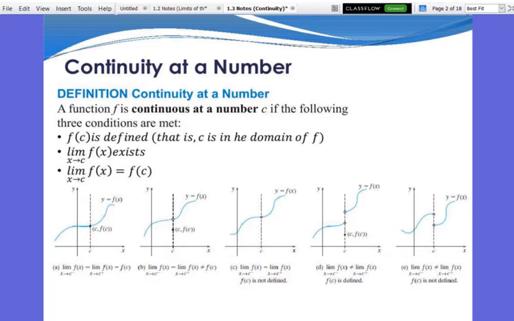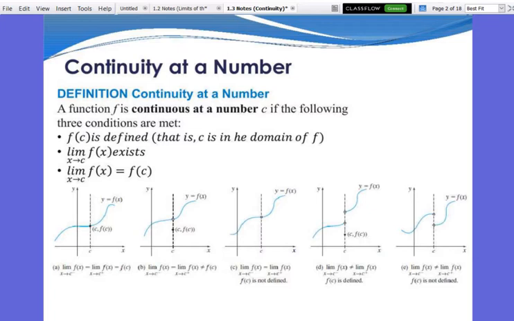So let's take a look right here at A. On this first one, the left hand is equal to the right hand, right? So if the left hand is equal to the right hand, what does that tell me? The limit exists. The limit exists at C right here, and they're both going to that number. So f of C is equal to the limit, isn't it? There we go. So this one does work.